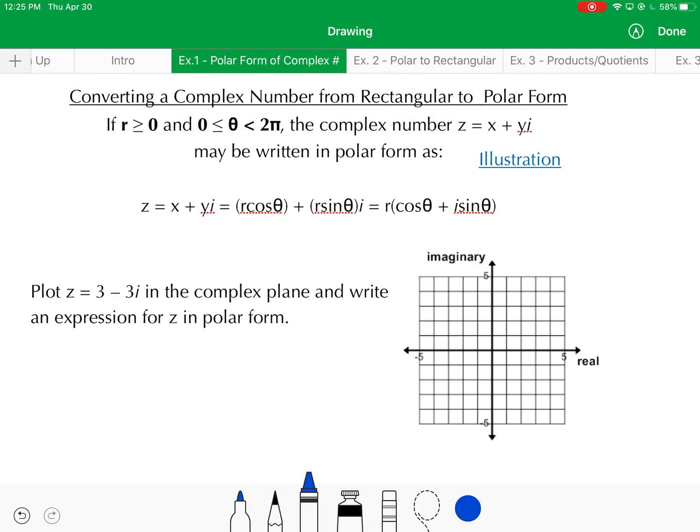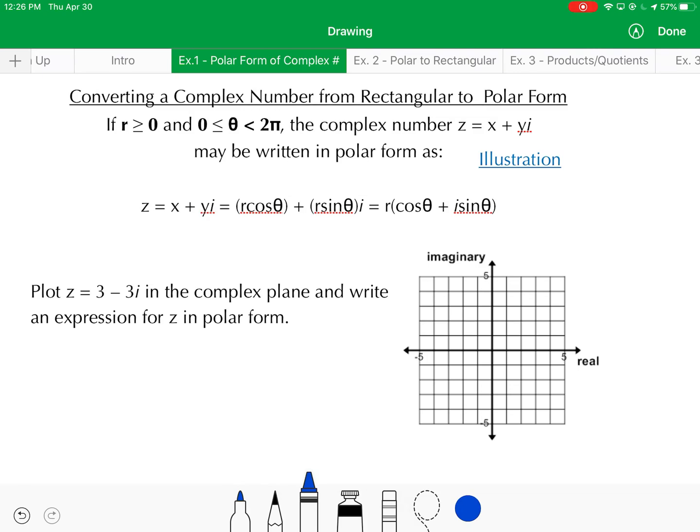Remember, it looks a lot like the regular rectangular coordinate plane, except instead of the x-axis, you now have the real axis, and instead of the y-axis, you now have the imaginary axis. Okay? So when I have a complex number in rectangular form, let's say it's the number z, and it has the form x plus yi. Well, I can think of x as just the real number piece and yi as the imaginary piece, right? So the goal here today is to be able to convert these into their corresponding polar form, all right?